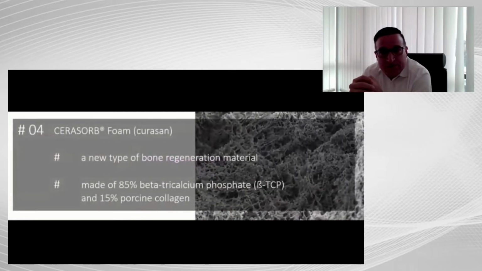The material that we use in our dental clinic is the CERASORB foam. And as Mr. Free has already presented to you in detail, very nicely, it is a new type of bone regeneration material. It is made of 85% beta-tricalcium phosphate and 15% porcine collagen, specially prepared and structured.